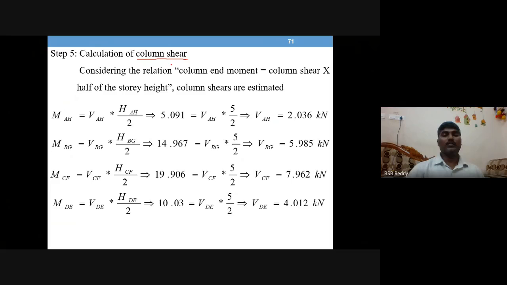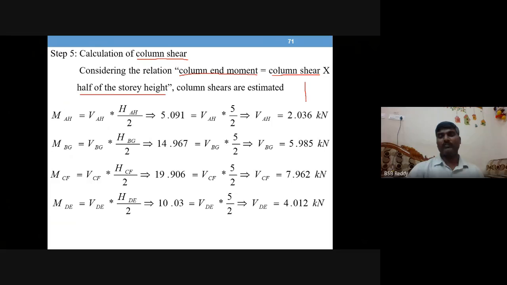So column shear, how do you get it? It's very simple. You have the column end moment, which is calculated as column shear into half of the story height. I have explained this in the other method, the portal method, and the same explanation applies here also. When you want a moment value, it is shear multiplied by the distance, half of the story height. Let me show you in the diagram.